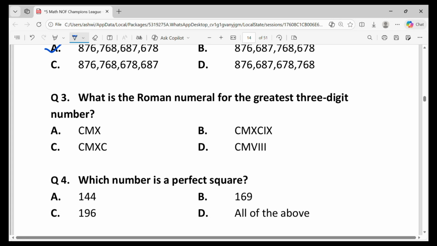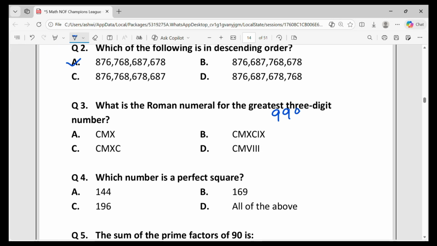Question 3. What is the Roman numeral for the greatest 3-digit number? The greatest 3-digit number is 999. That can be written as 900 as CM, 90 as XC, and 9 as IX. That is option B.